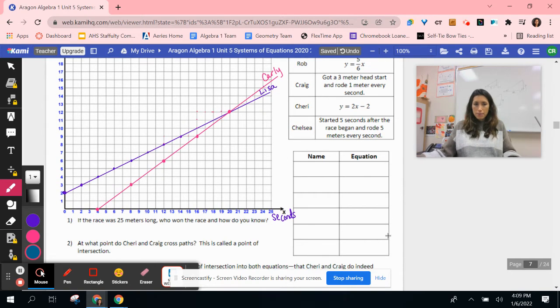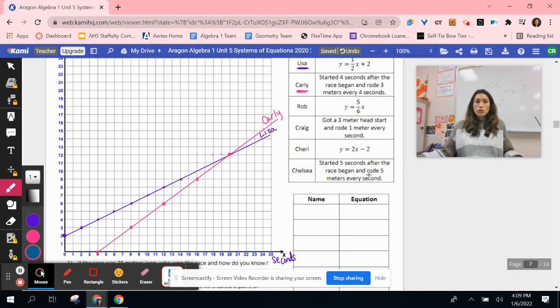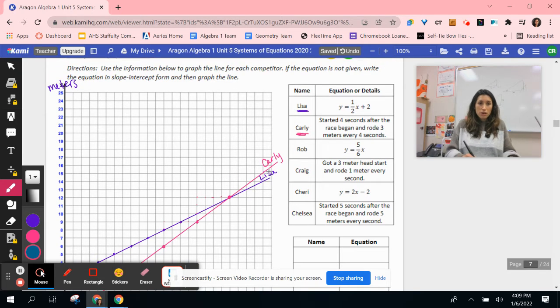Now, our second step is to determine who won the race and how we know. So what we're trying to do is the race is 25 meters. So 25 meters, this is the distance.